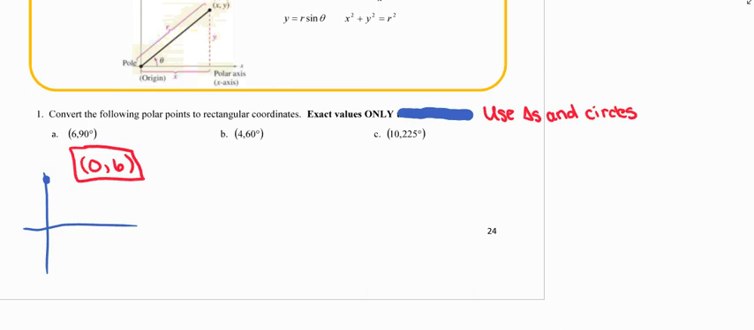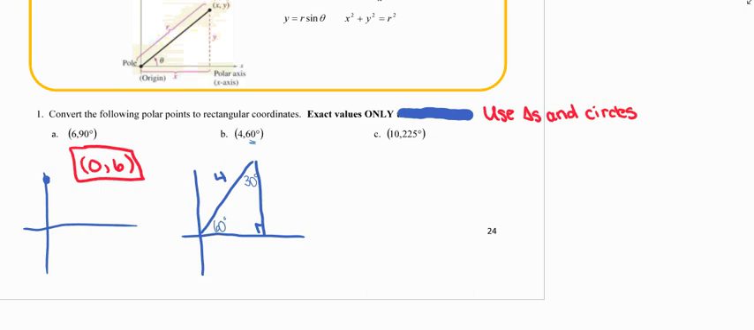Letter B says find the point with coordinates 4, 60 degrees. So again, first thing I'm going to do is plot it. This 60 degrees is going to end up in quadrant 1. Radius length is 4. 60 degrees tells me my reference angle here is going to be 60, which is going to make this angle 30.